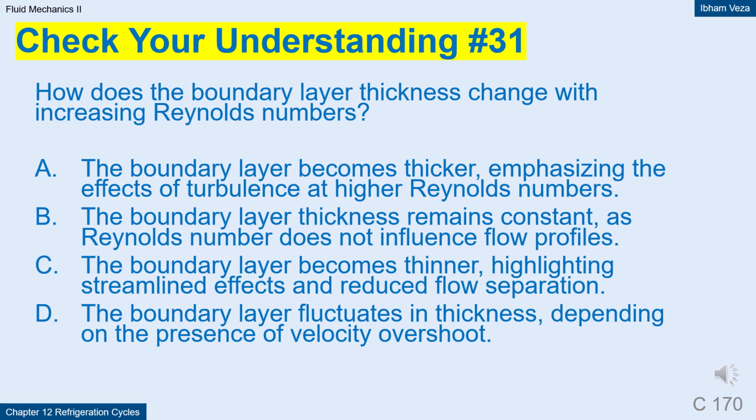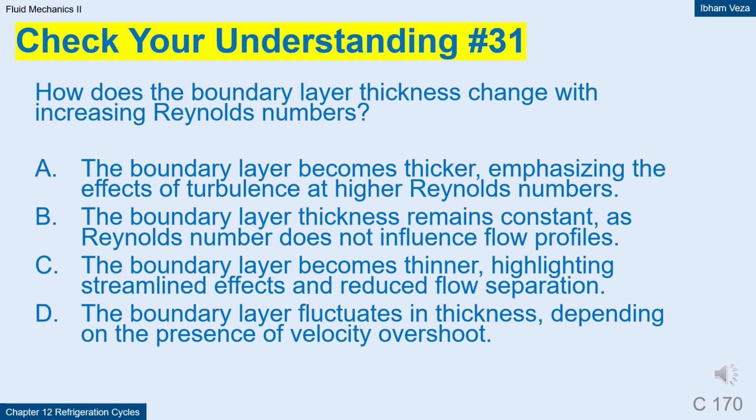Check your understanding number 31. How does the boundary layer thickness change with increasing Reynolds numbers? C. The boundary layer becomes thinner, highlighting streamlined effects and reduced flow separation.